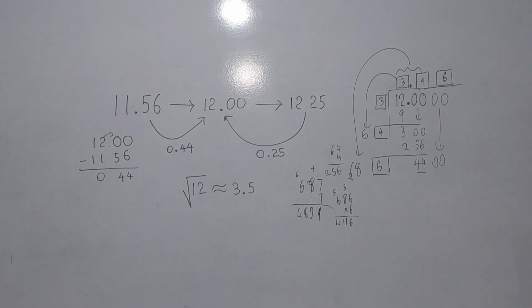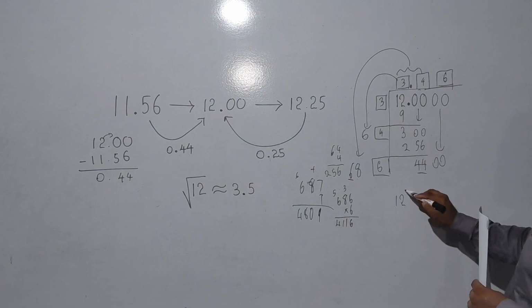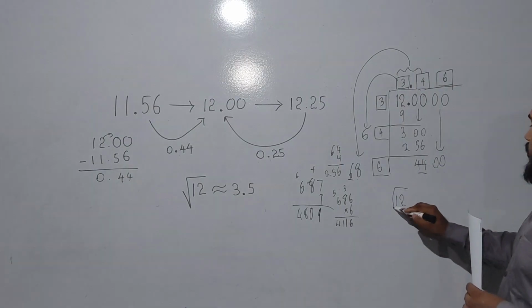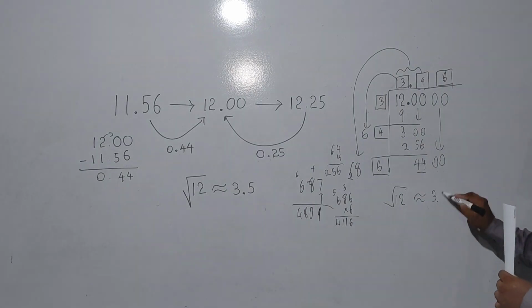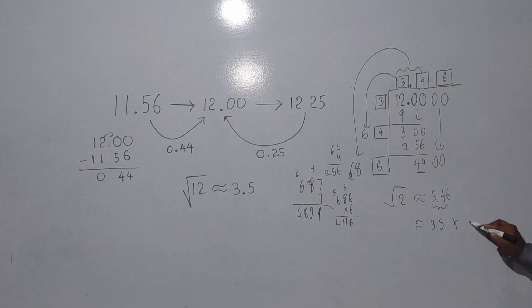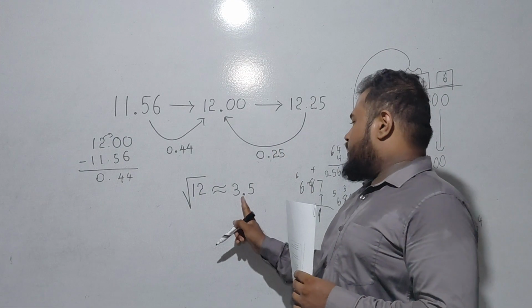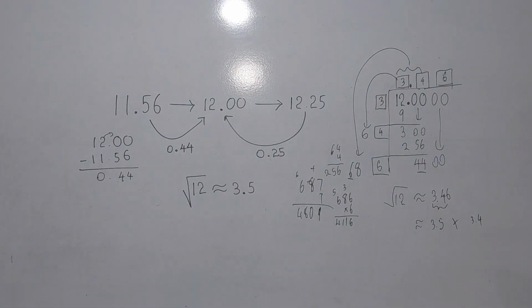So the actual value of the square root of 12 is, that's not the actual value, closer than 3.5, 3.46. But when we round off this 3.46 into one decimal place, it will give you 3.5, not 3.4. That's why from the approximation method we are getting 3.5 as the answer for the square root of 12.